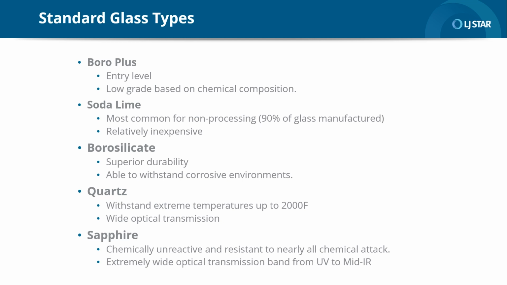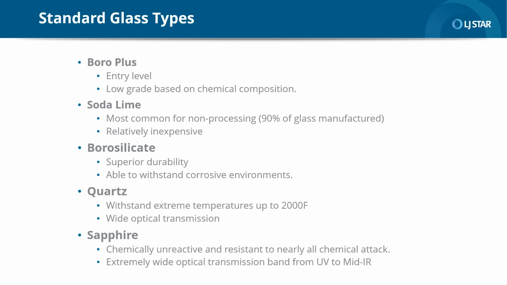Then we go from Boro to soda lime, which is probably the most common glass that everyone is aware of for non-processing, which would be like 90% of glass manufactured. When I say non-processing, it might be used for glass in your car, glass in the windows in your house. It might be the glass used in the Sprite bottle that you had at dinner the other night. It's also extremely recyclable, so it's relatively inexpensive. That's why it's easy to manufacture. It's a very common material, and it can be recycled. So you see a lot of soda lime in and around the marketplace.